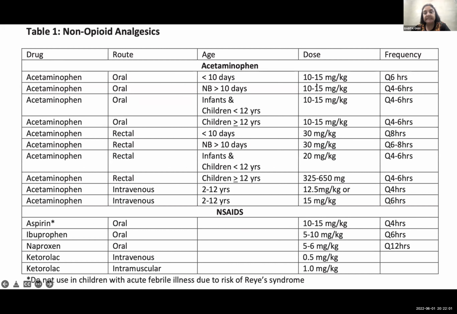Oral dosing, if the child is less than 10 kgs, is 10 to 15 milligrams with a duration of 6 hours. For more than 10 kgs up to 12 years, it is usually 10 to 15 milligrams with 4 to 6 hours duration. For rectal doses for less than 10 kgs, 10 days, it is 30 milligram per day every 8th hourly. For more than 10, it is 30 milligram. For infants and less than 12 years, it is 20 milligram per kg with a duration of 4 to 6 hours.